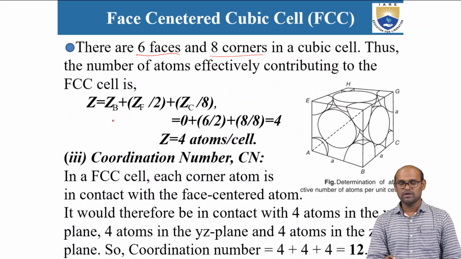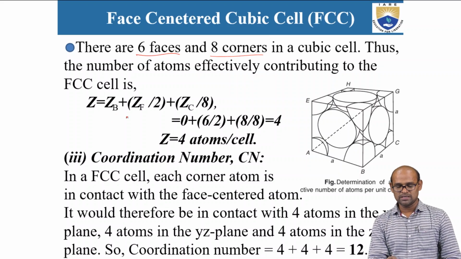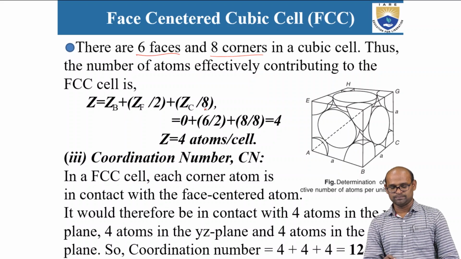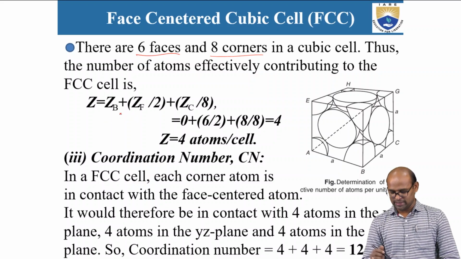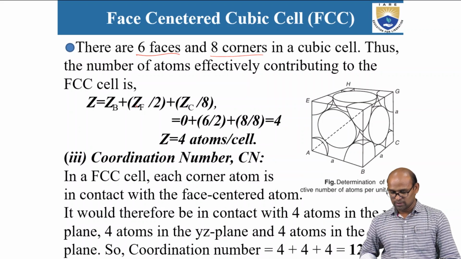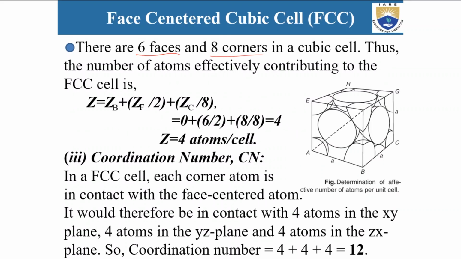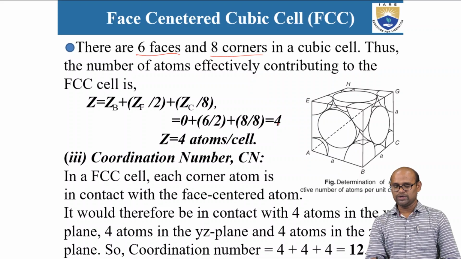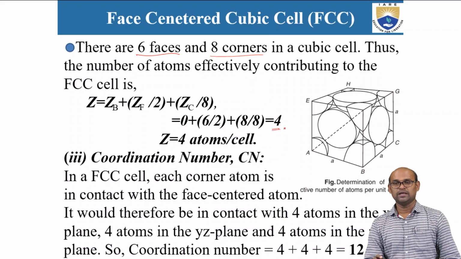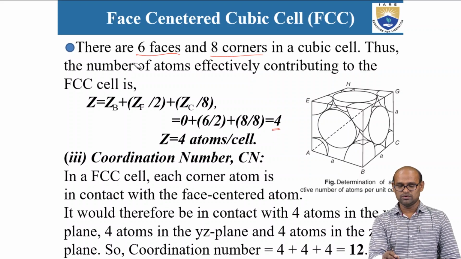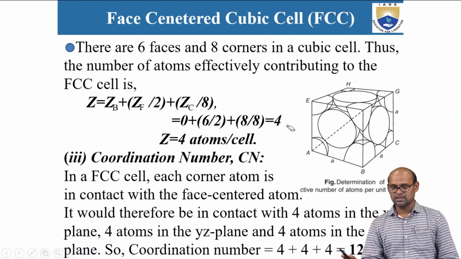Okay, so the effective number of atoms per unit cell Z is ZB plus ZF by 2 plus ZC by 8. Body centered atom, no body centered atom, right? So there is no body centered atom. ZB is 0. Face centered atoms, there are 6 faces, and each atom is going to share 1/2. So that is 6 into 1/2, okay, so ZF by 2. And corner atoms, there are 8 corner atoms, and each corner atom is going to contribute 1/8. So 8/8. So totally you have 4 atoms per unit cell in FCC. So for the FCC unit cell, the number of atoms per unit cell is 4.